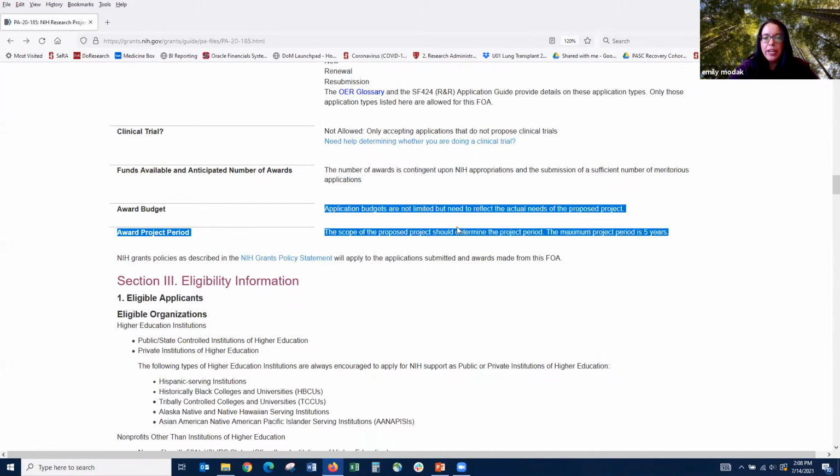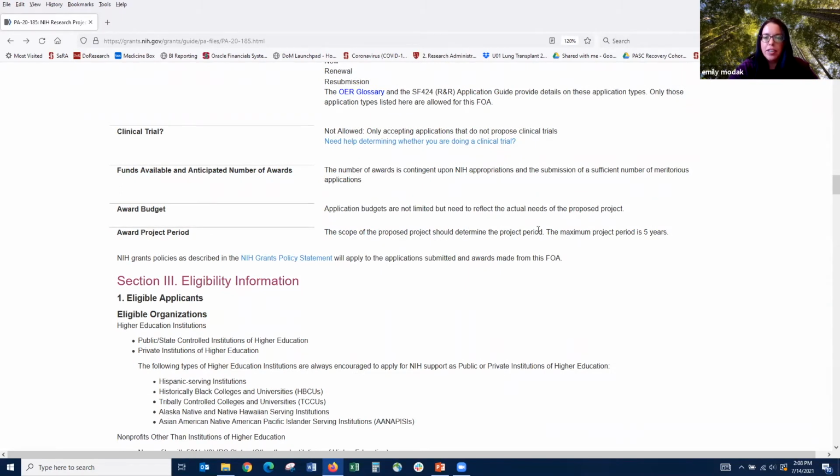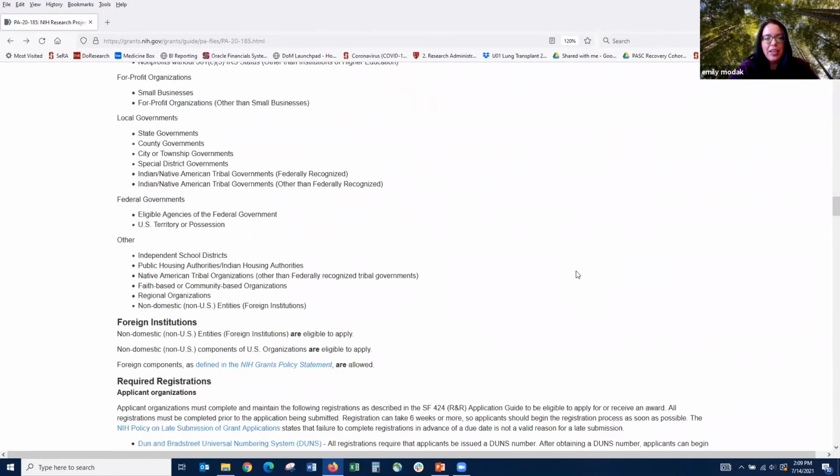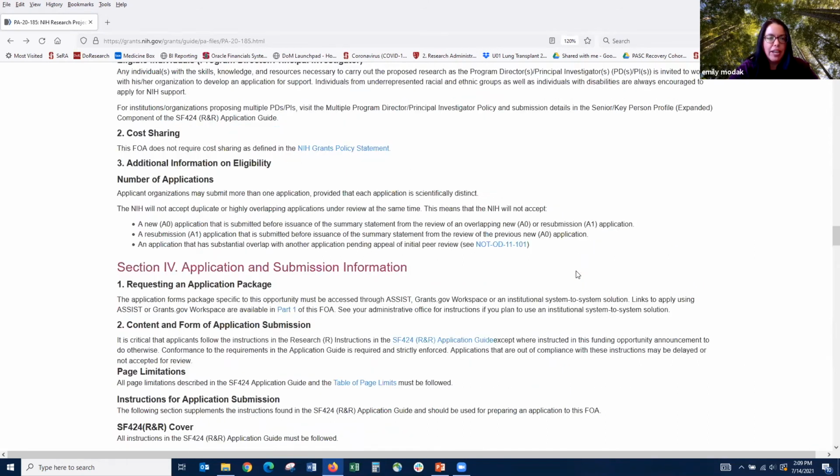Award budget, this one's quite open, not limited, but it needs to reflect the actual needs of the project. And the project period is listed here. The maximum project period is 5 years. Now, it is okay to apply for 4 years or 3, but typically PIs apply for the full 5.